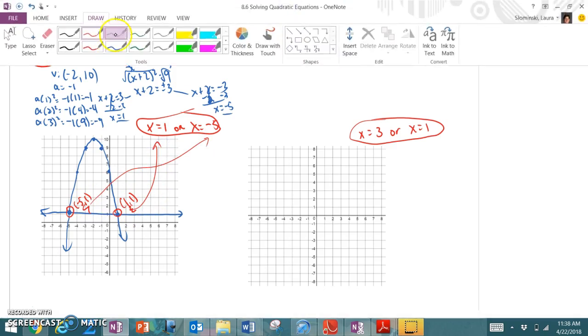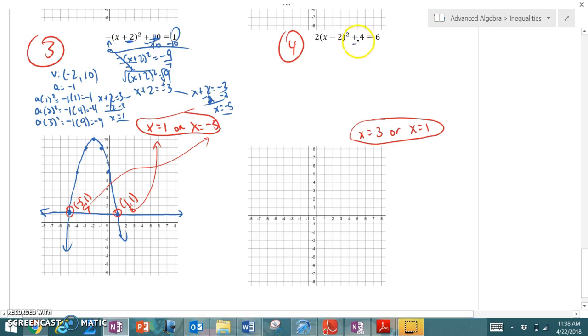Last but not least, the last example. Again, getting the square by itself, I would subtract 4 from both sides. I get 2 times x minus 2 squared equals 2. Divide by 2. x minus 2 squared equals 1. It's equal to a positive, so I can keep going. Square root both sides. x minus 2 could have been positive or negative 1.